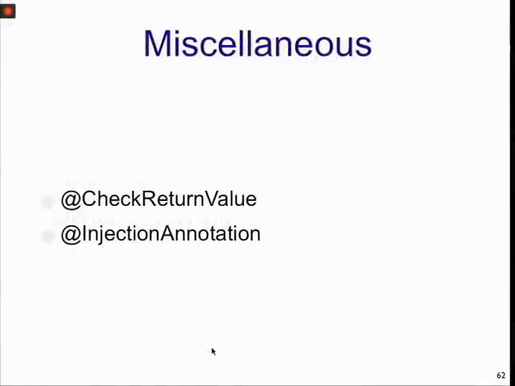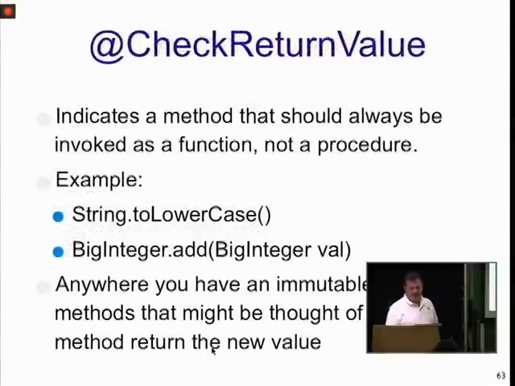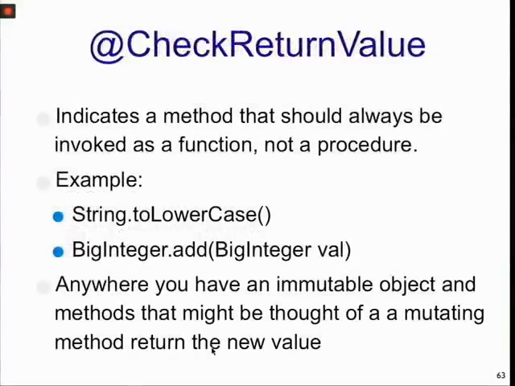We're almost going to get close to our time. So two more that I found really useful: check return value and injection annotation. So check return value indicates a method that should always be invoked as a function, not a procedure. There are a whole bunch of these in the JDK. For example, string.toLowerCase. If you see a statement s.toLowerCase(), it's almost certainly wrong. They're thinking that that's going to modify the string it's invoked on, but it doesn't, because strings are immutable, it returns a new one.